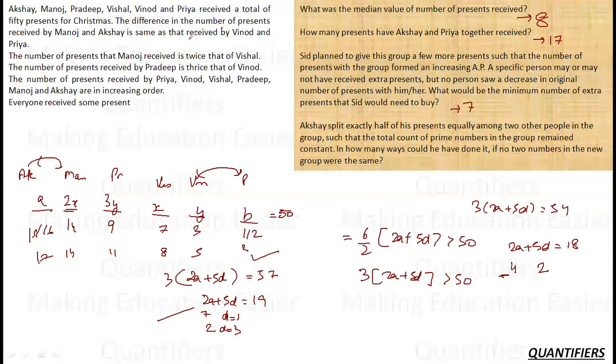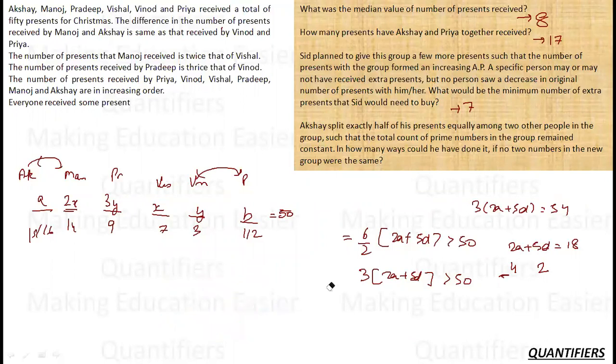So this is the proper way of doing it. Otherwise, you can also do it simply by hit and trial. Okay, so this is done. Now let's see the last question. What does the last question say?